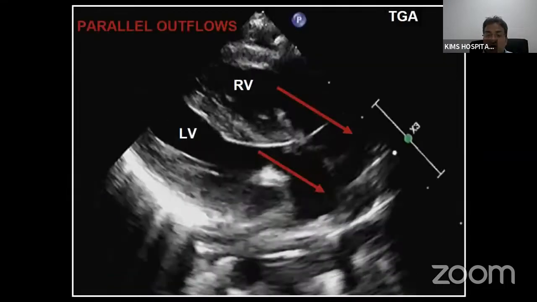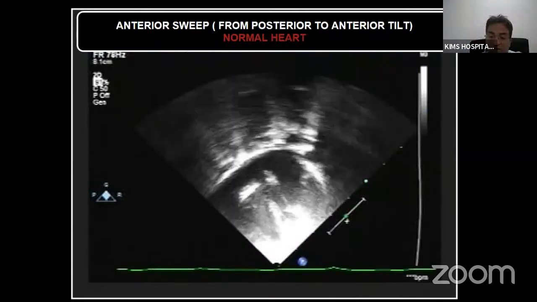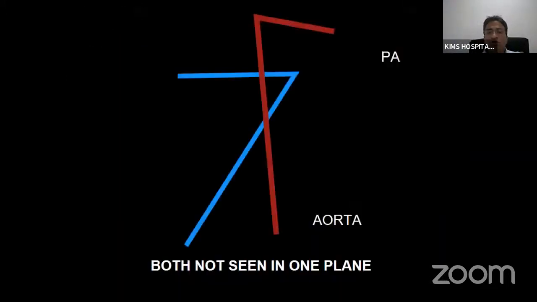So that is the parallel circulation. What does it mean? Both outflows should not be seen in the same plane. They should be seen in different planes. You see, the aorta will go and the PA will go like that. They will cross over, so that's why they are not seen in the same view.